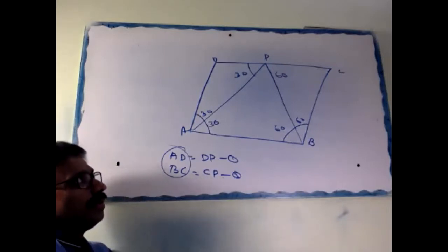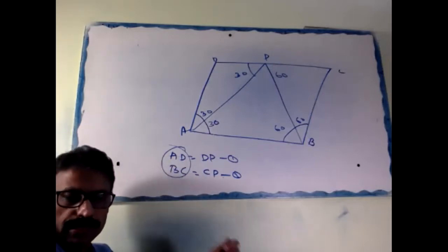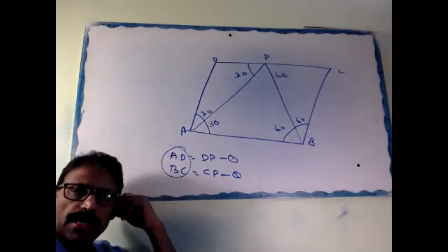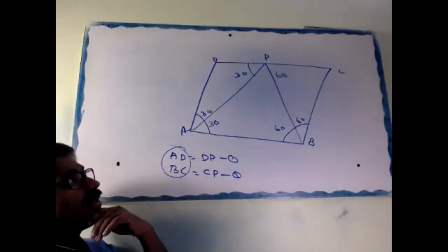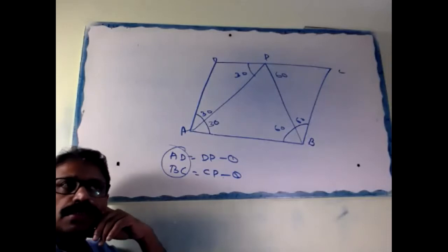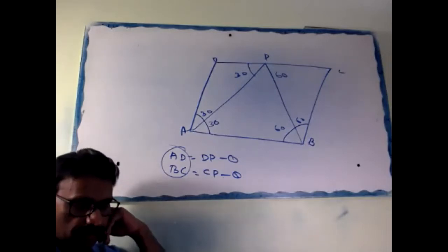Number 2. But AD equal to BC, opposite sides of a parallelogram. Therefore, DP equal to PC. Okay, check this one.